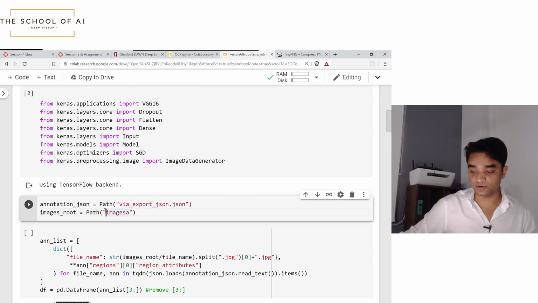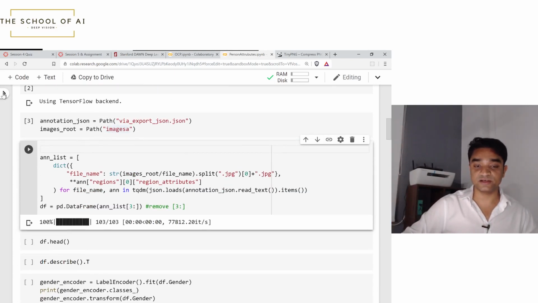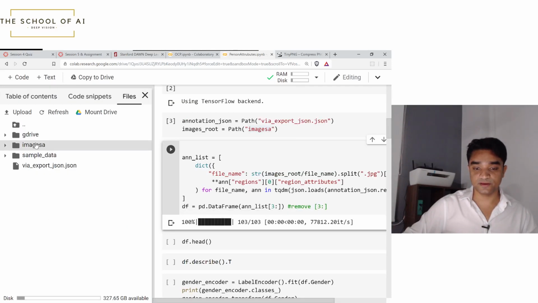Then I have this folder already. One is called via.export.json. That's a JSON file which you are making individually. I'll have to combine all the JSON files and share back with you. And images are stored in an image SA folder, which is here.